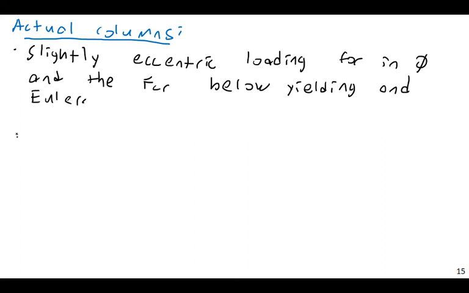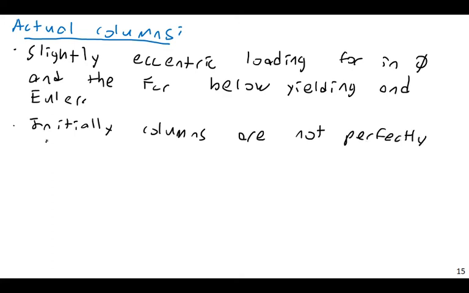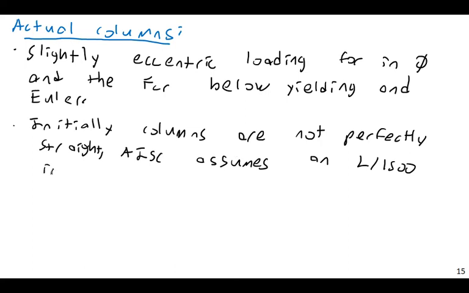And remember, we assumed initially that columns were straight, but that's of course completely impossible. Columns, of course, are not perfectly straight. AISC assumes an L over 1500 imperfection. So initially, we might idealize it as a perfectly vertical column, but AISC assumes an initial L over 1500 offset here.